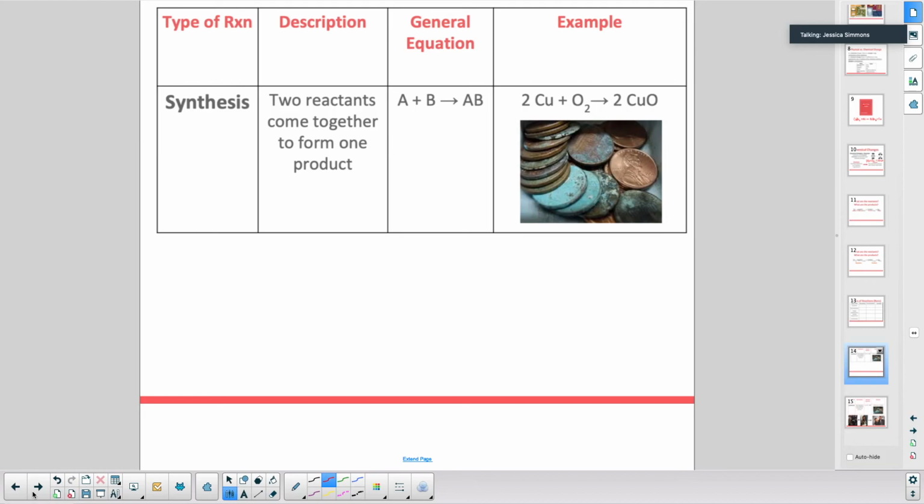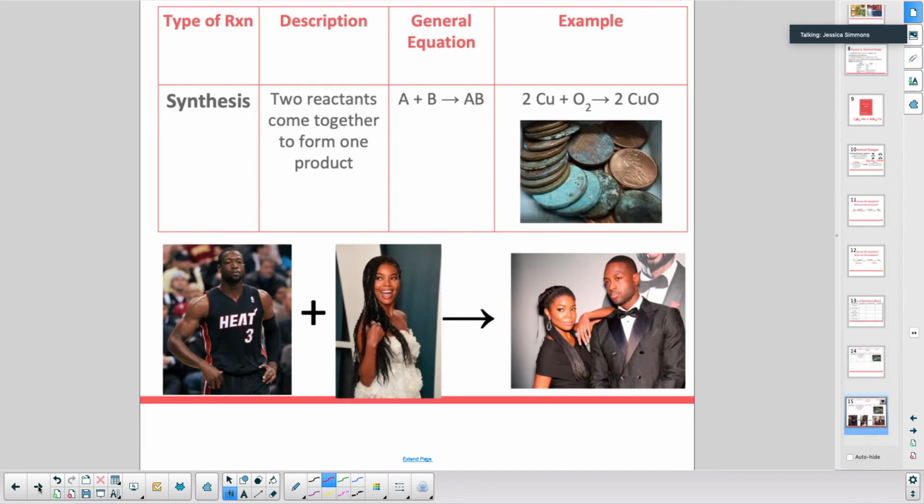So what do you think is going to happen here? Yes, combine. What do you think is going to happen here? 2 chemical reactants come to 1. 2 chemical reactants come together and form 1 product. Right? And we've got some celebrity examples that help you see it. 2 things separate come together as 1. All right? 2 separate elements come together to form 1 compound.